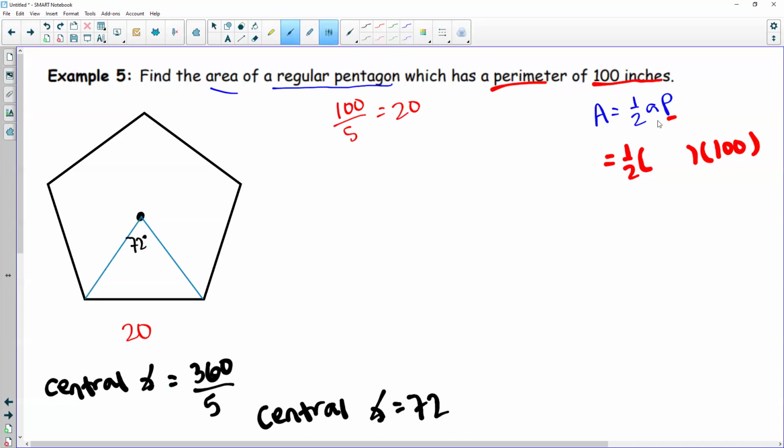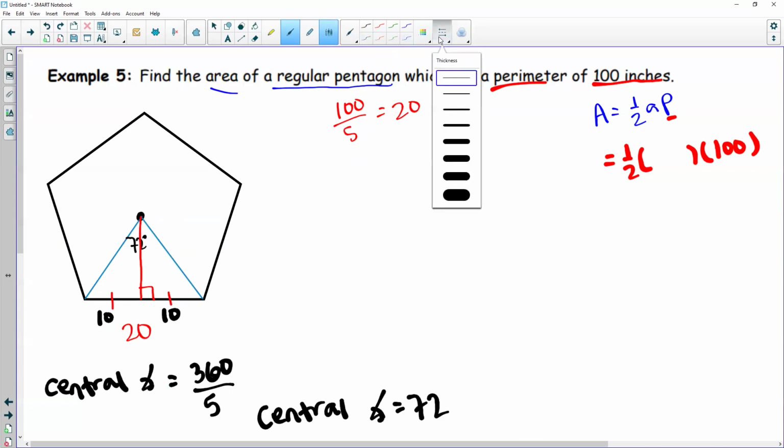Now we're missing the apothem, so we are going to draw in an apothem here. Remember that the apothem serves as a bisector to this isosceles triangle, meaning that this bottom side will be cut in half, making this 10 and 10. And not only that, the 72 has also been bisected, making that be 36 and 36. So remember that what we're missing currently is the apothem. Our goal right now is to find the length of the apothem.